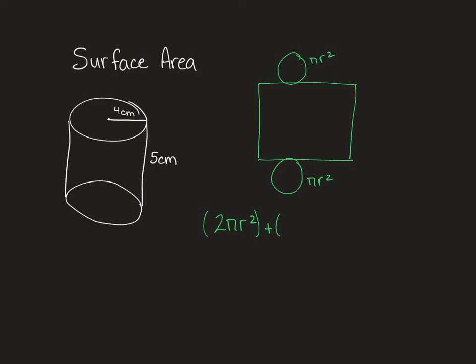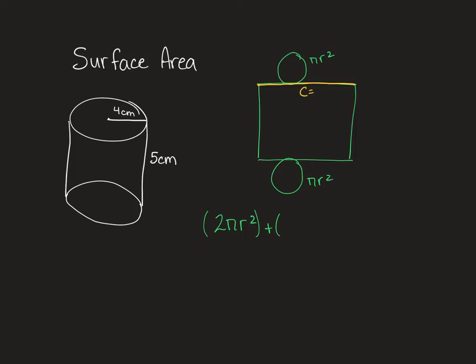the formula that we're going to use for the rectangle. Now, this rectangle here, the top and the bottom are the same distance as going around the circle. So what do we call the distance around a circle? We call it circumference.